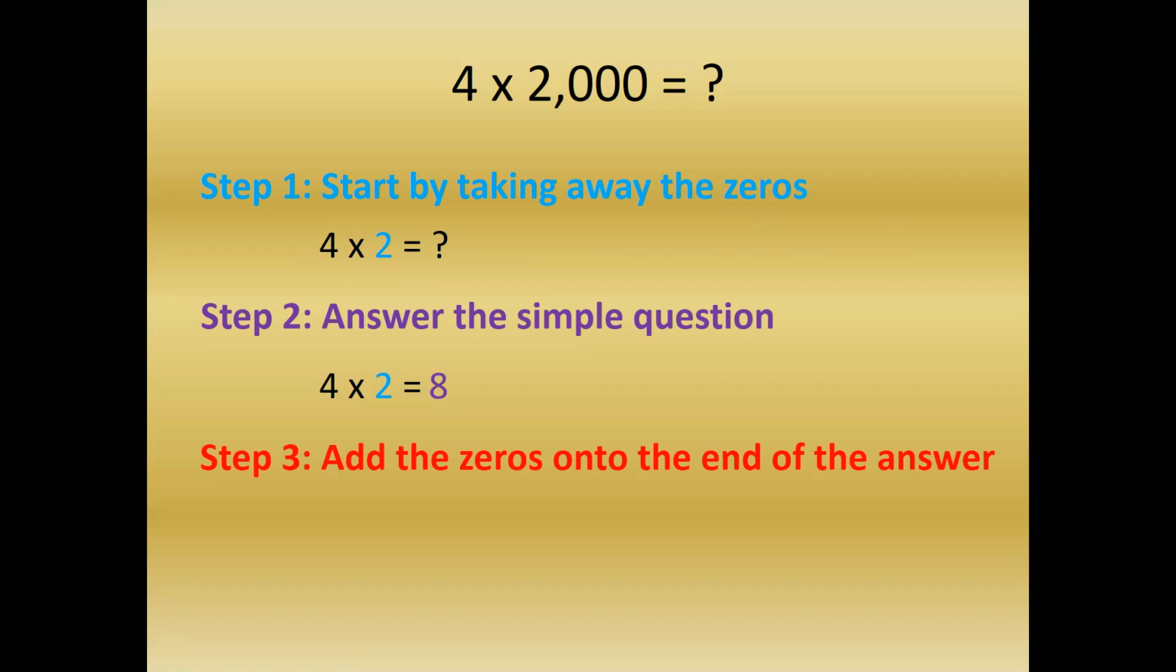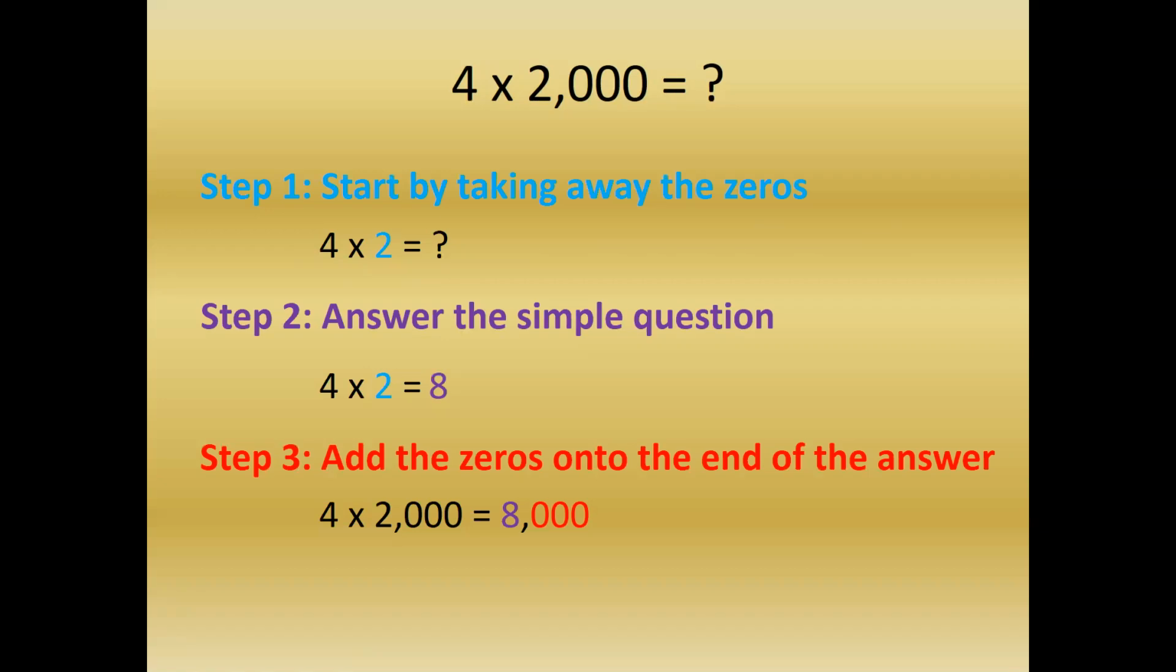Add the zeros onto the end of the answer. So how many zeros did we take away from the beginning? Look back to our first question, 4 times 2,000. How many zeros are there? 3. So we have 4 times 2,000 equals 8 because that's the answer from our simple question. And then we have to add on the 3 zeros and it becomes 8,000. So 4 times 2,000 is equal to 8,000.